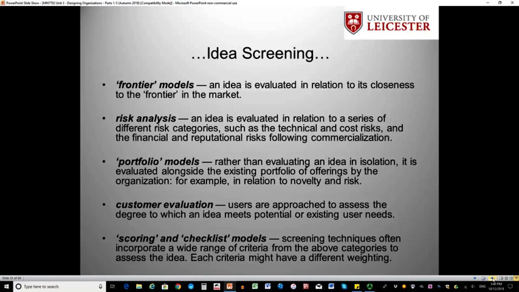And you might want to reflect on whether your company uses any of these and which of these it uses. And if it doesn't use some of these, whether it could use some of these approaches.